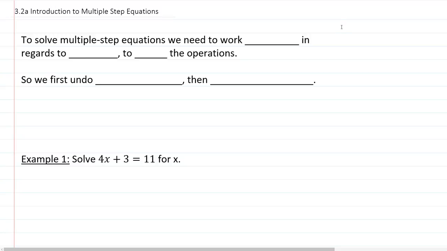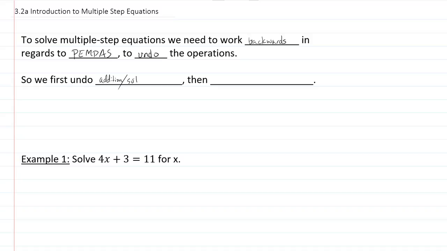3.2a, Introduction to Multiple Step Equations. To solve multiple step equations, we need to work backwards in regards to PEMDAS to undo the operations. So we first undo addition and subtraction, and then we undo multiplication and division.